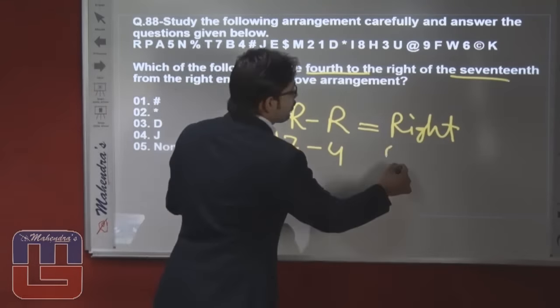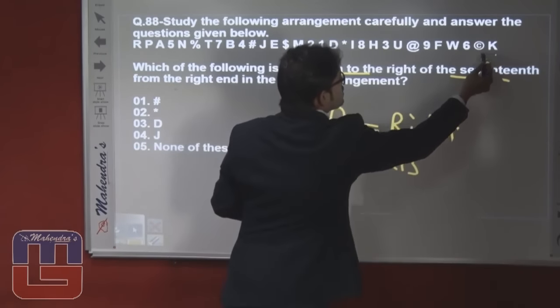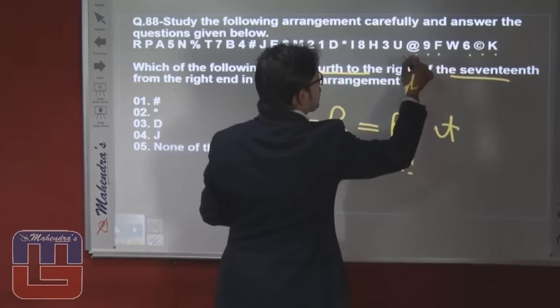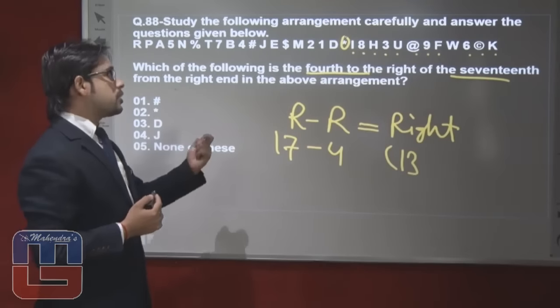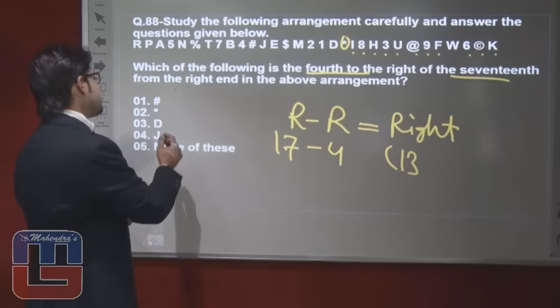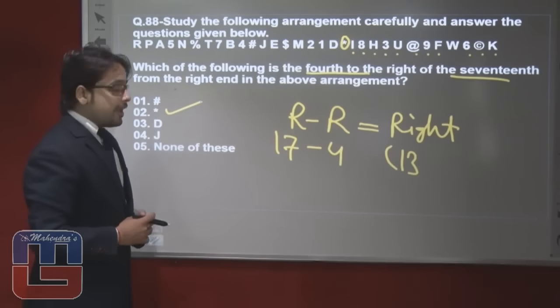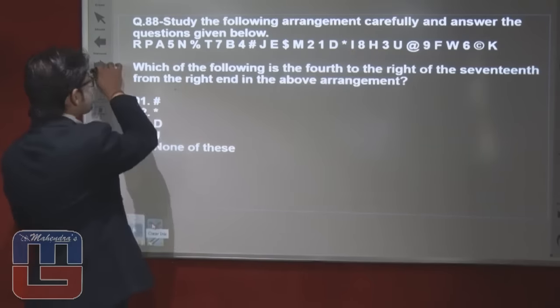13 from the right hand we have to calculate. That will be first, second, third, fourth, fifth, sixth, 7, 8, 9, 10, 11, 12, 13. That will be star. So we can say the answer of this question will be star, that is given in option number 2. Let's proceed towards next question.